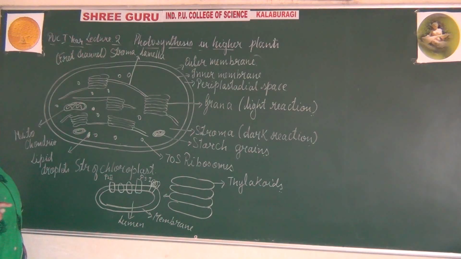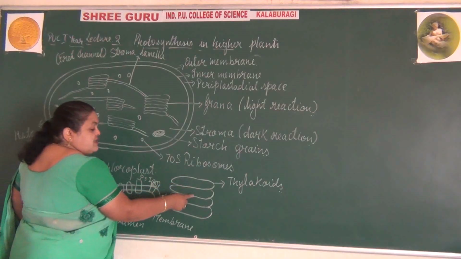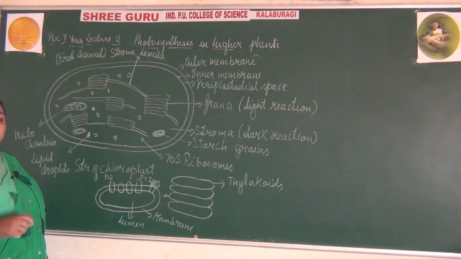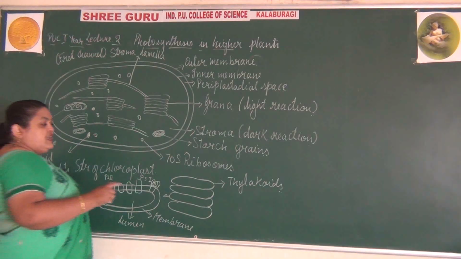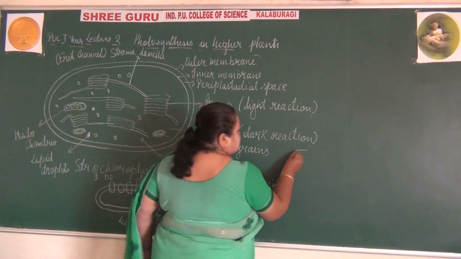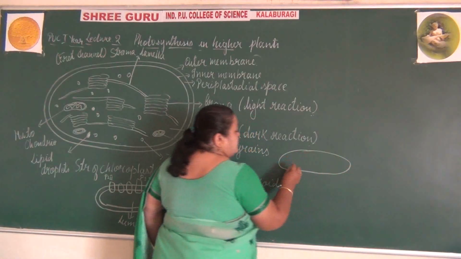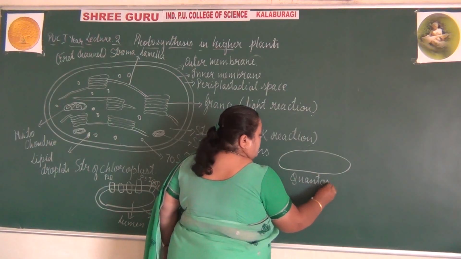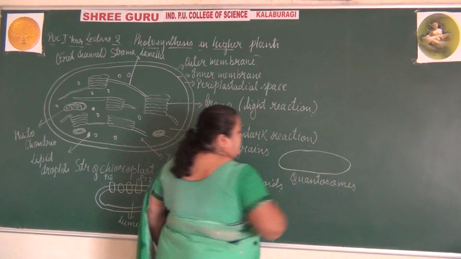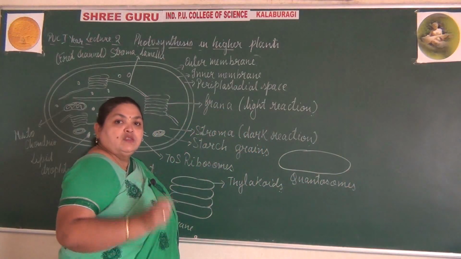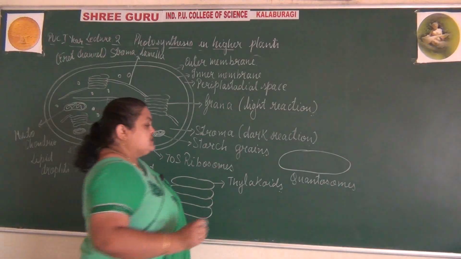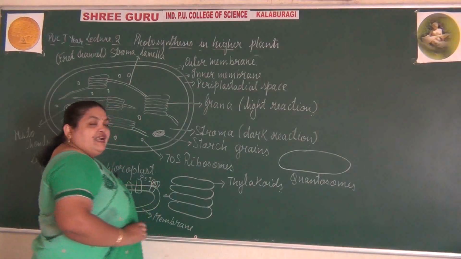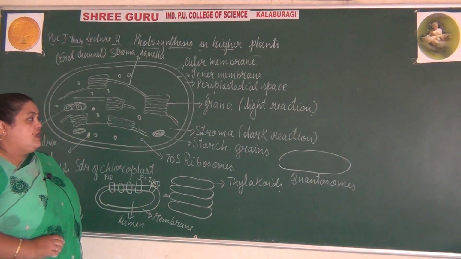So here the grana contains the thylakoids, placed one above the other, which have the photosynthetic pigments. Actually, each of these thylakoids has quantasomes inside the membrane, where the photosynthetic pigments, the chlorophyll and other accessory pigments, are present. That in detail we will study in a future class.